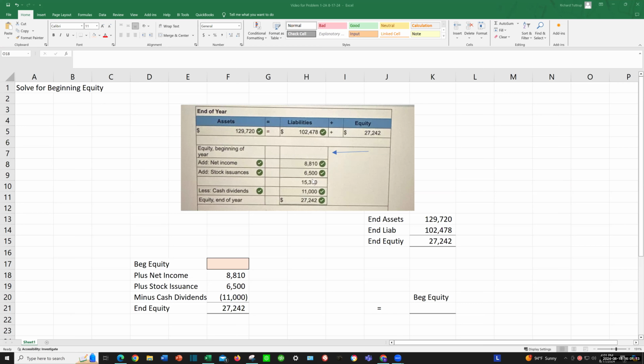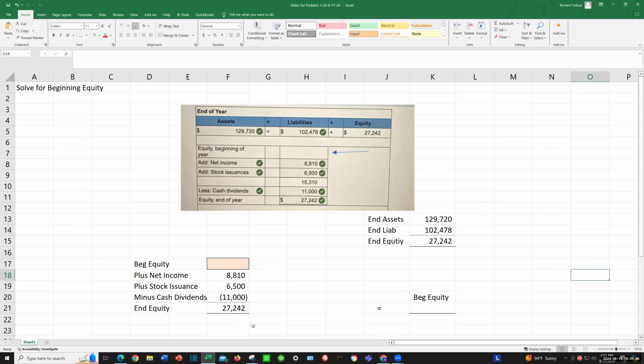This is just an intermediate figure, right? Just to add these two together. And then they also gave him cash dividends of 11,000. So, how to solve for this beginning equity? Well, just remember the basic equation that I gave you in the Canvas module. This is it. Beginning equity plus net income plus stock issuance minus cash dividends is ending equity.